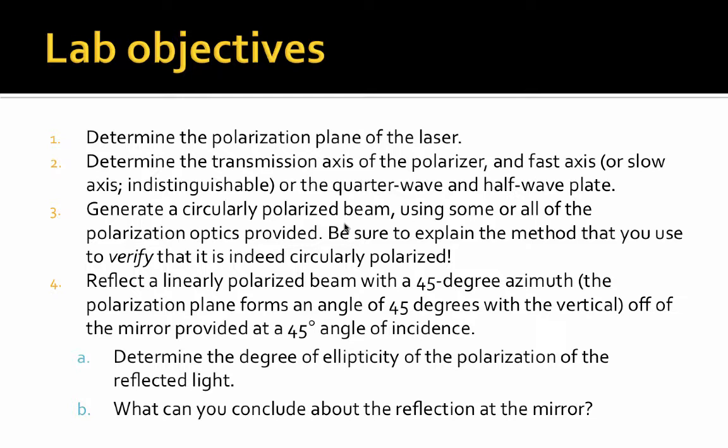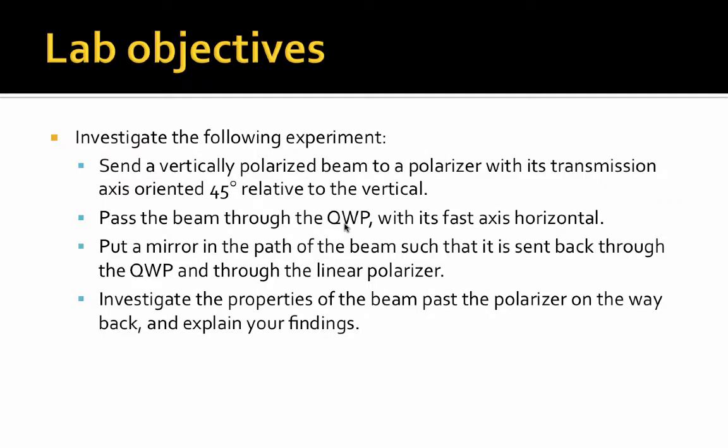Then you'll reflect a linearly polarized beam with its polarization at 45 degrees off of a mirror, basically at right angles, and determine the ellipticity of the polarization of the reflected light. So in other words, what happened? What happened at the reflection off of the mirror? And the last objective is really just a fun game, and you will read through this particular experiment and try it out.